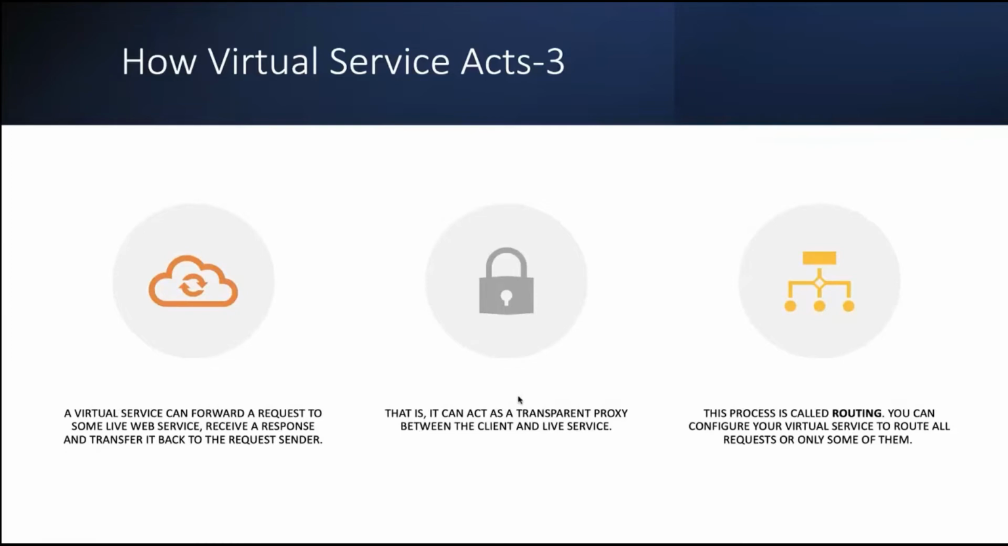Now, in certain cases, you'll find that it is not always a response. It is also forwards. You remember response code 300, which means forward. A virtual service can also forward a request to some live web service, receive a response, and transfer it back to the request sender. You can do orchestration here. That is, it can act as a transparent proxy between the client and your live server. And this process is called routing, or more precisely request routing. You can configure your virtual service to route all the requests or only some of them, depending on your need.